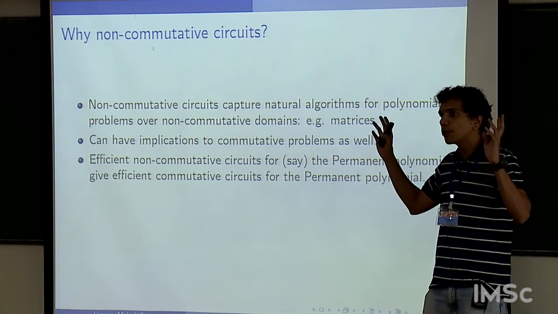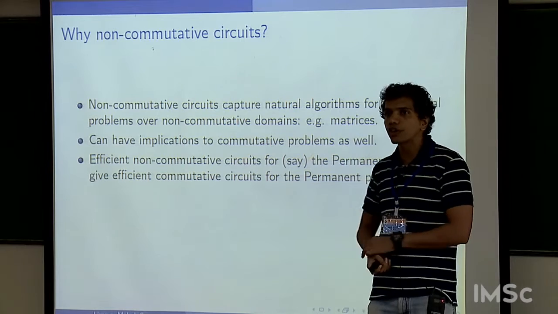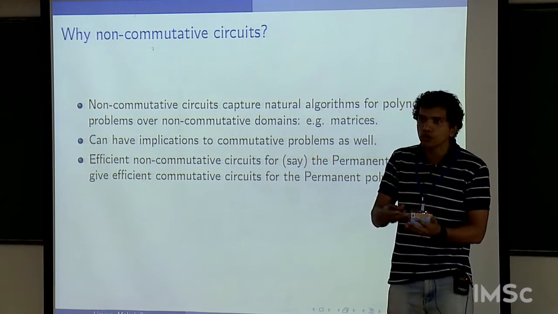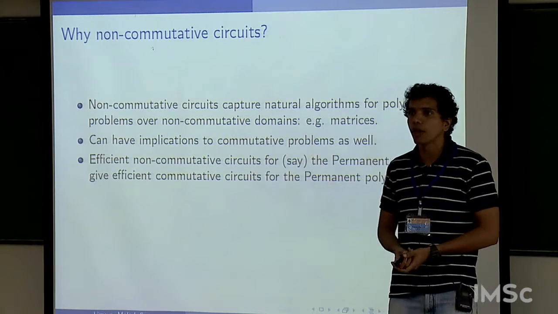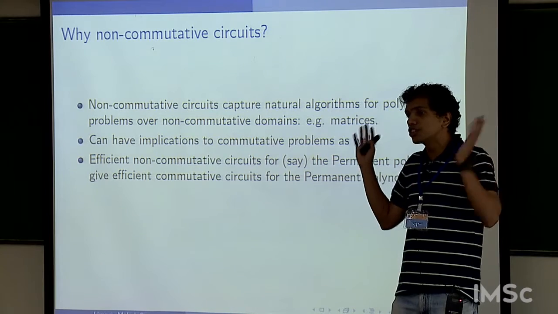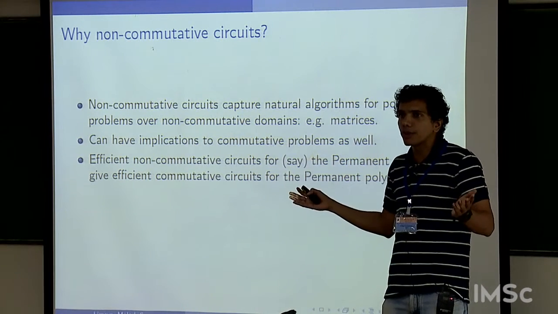And that's a non-commutative version of the permanent. It's a version of the permanent that lives in a non-commutative ring. Now, if you have a non-commutative circuit that computes this non-commutative permanent polynomial, then just forgetting about the fact that the circuit is non-commutative, forgetting that this is the left child and that's the right child, etc., you get a commutative circuit for the permanent.